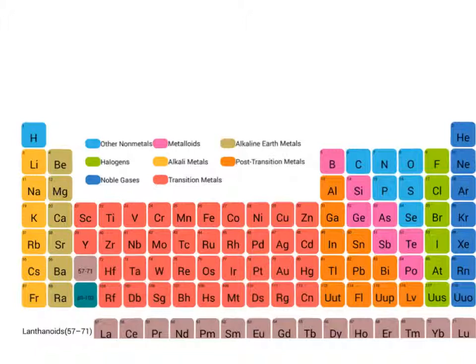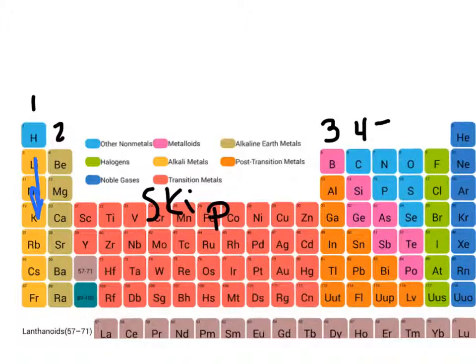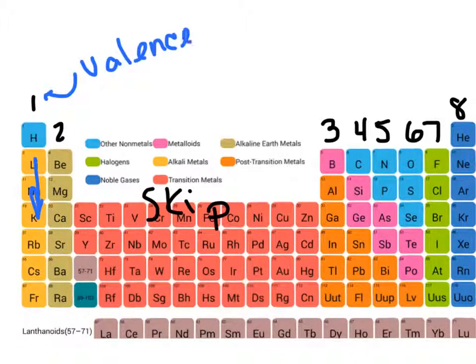So just a little review with the periodic table. We have groups that go downwards. Okay, these are groups. So we have group 1, 2. Remember, we skip this middle section. We have 3, 4, 5, 6, 7, and 8. And just a little reminder that the group number tells us how many valence electrons. Okay, so if we have group 1, this is going to have 1 valence electron, everything down this group.